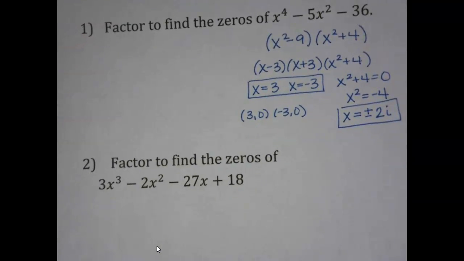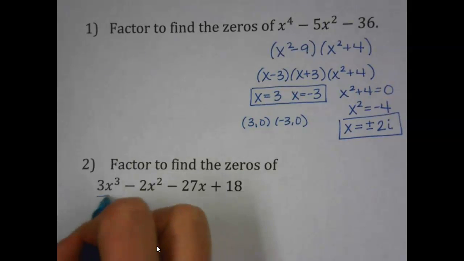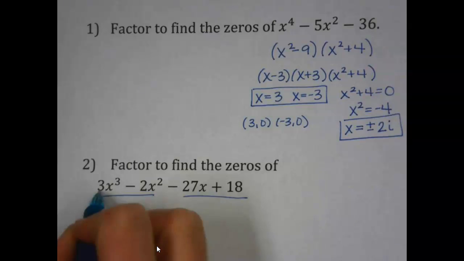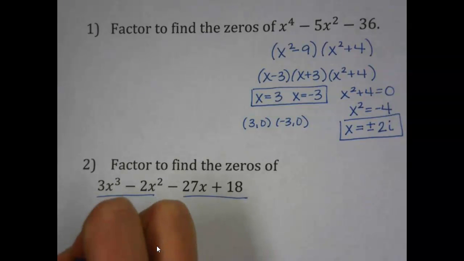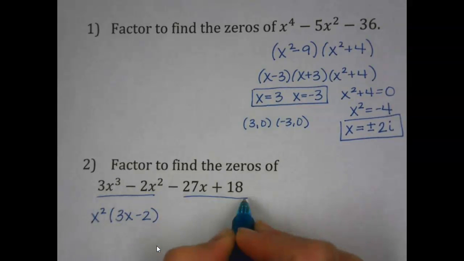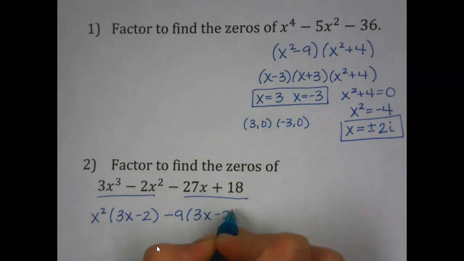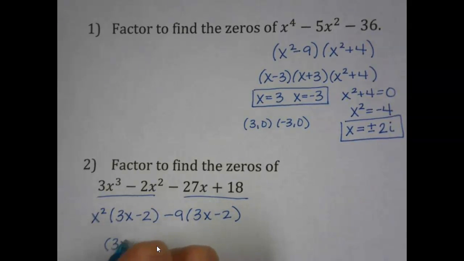All right, let's take a look at number 2. Number 2 is a cubic, and it is 4 terms. As a review, we always do grouping, factoring by grouping when you have 4 terms. So you're going to group the first two together, group the second two, and figure out what your GCF is in those first two, x squared. We have 3x minus 2. And the next two, it's negative 9. So we have 3x minus 2. So we end up having 3x minus 2 times x squared minus 9.